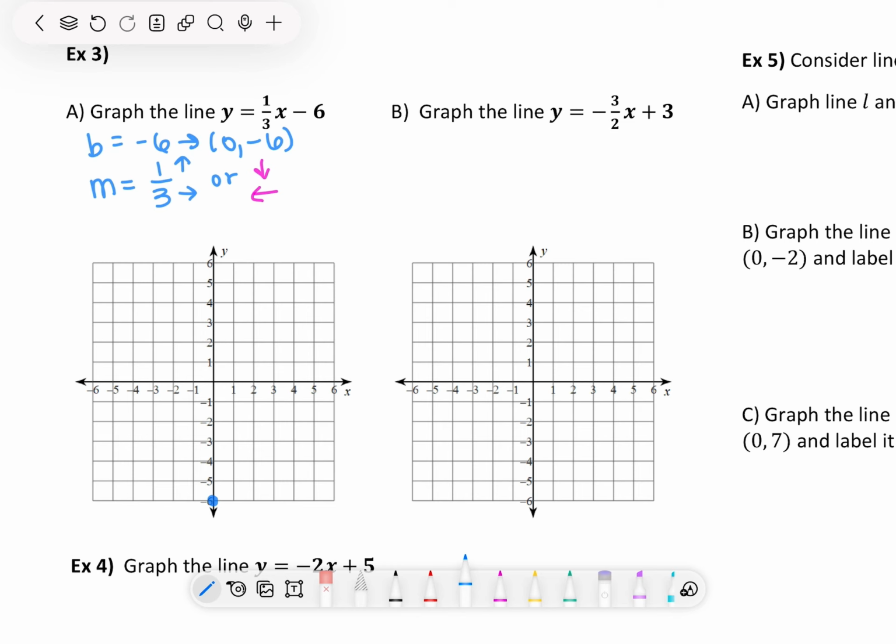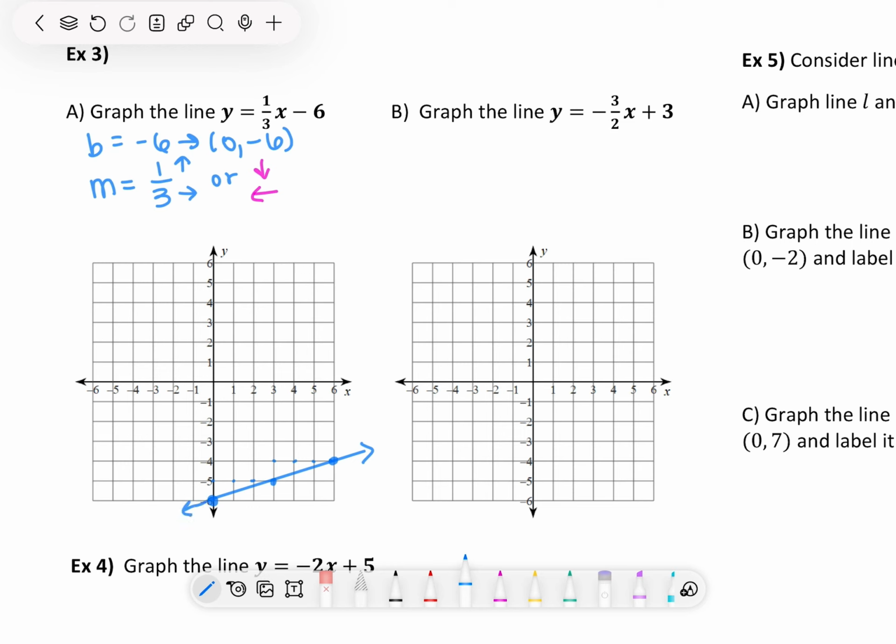So I'm going to go up 1 unit, right 3 units. So up 1 unit from negative 6 and right 3 units. Do that again, up 1 unit, right 3, and now I've run out of graph, so now I can just draw my line with arrows. It's best to use a straight edge when you do this, so you can get a more precise line.